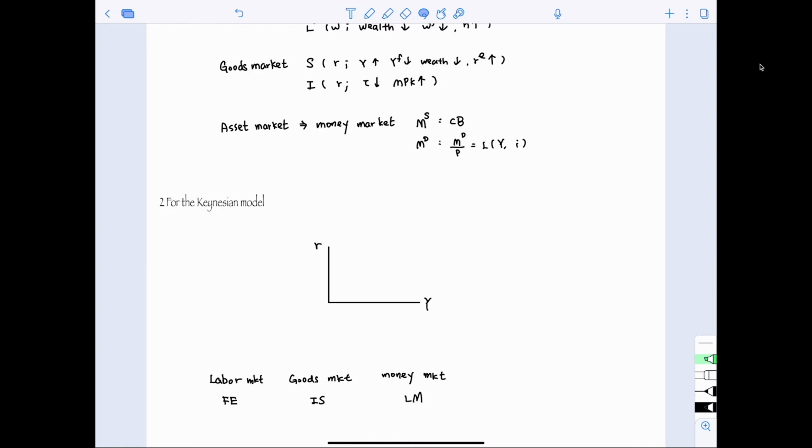Therefore, for the labor market, we are going to use the full employment line to represent the labor market equilibrium. Under the Keynesian model, we are going to use the IS curve to represent the goods market equilibrium. And for the money market, we are going to use the LM curve to represent the money market equilibrium, and thus also the asset market equilibrium. What we want to do next is talk about each line in detail, about how to derive those lines.